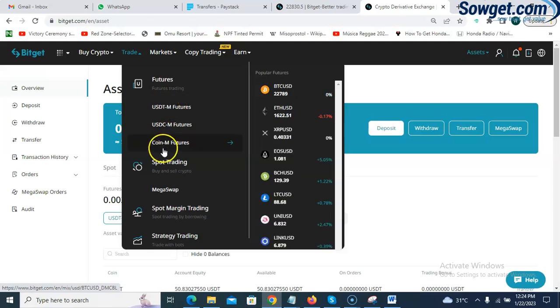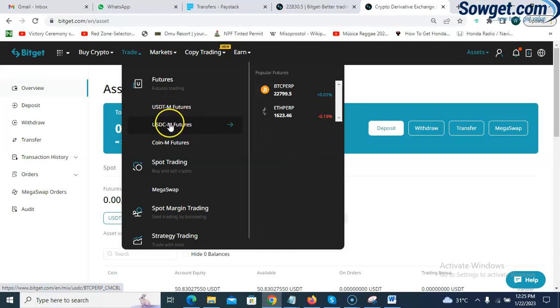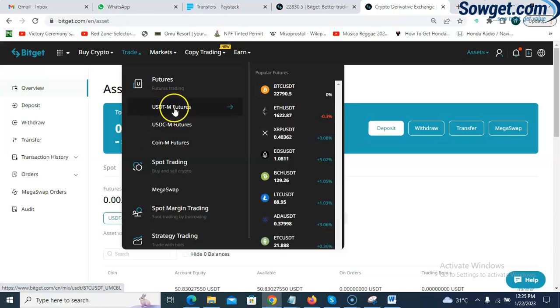I recommend you trade with USDT M futures, because if you trade with Coin M futures and the value of the coin you are using is dropping or increasing, it's going to affect the total outcome of your positions in terms of your risk, profit or loss. So I recommend you use USDT M futures, or even USDC M futures if that is the stable coin you have.